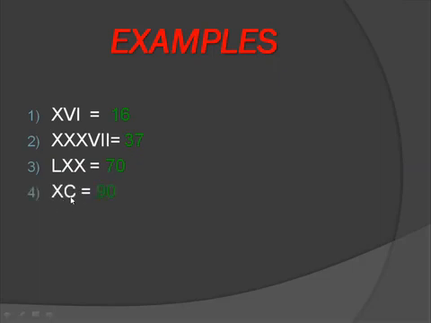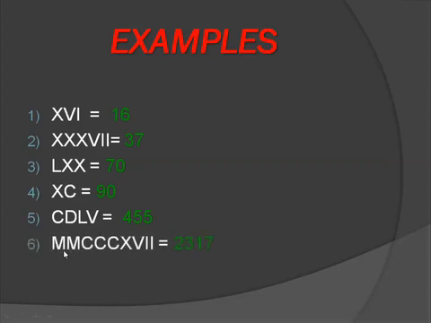Next example, XC. Here C is 100. This is the greater number, and on the left side we place the smaller number. So that means 100 minus 10, which gives us 90. Next example, CDLV. Here D means 500 and C means 100. 500 minus 100 is 400. And again here a greater number, and on the right side we have a small number. 50 plus 5, 55, so 455.